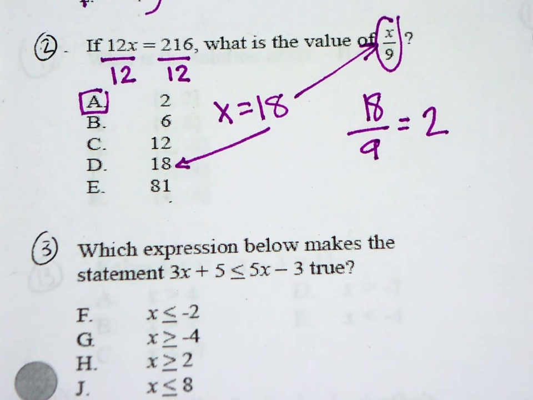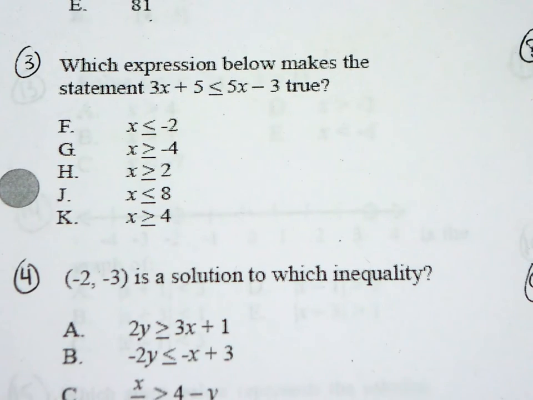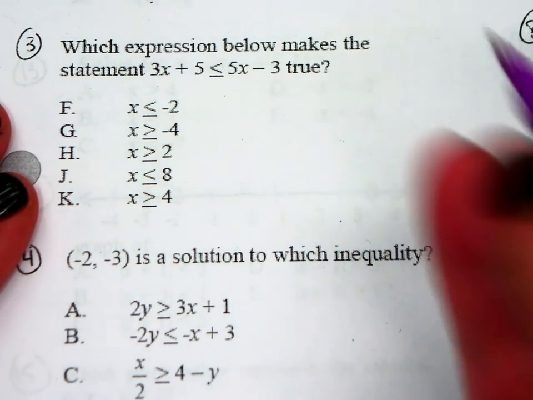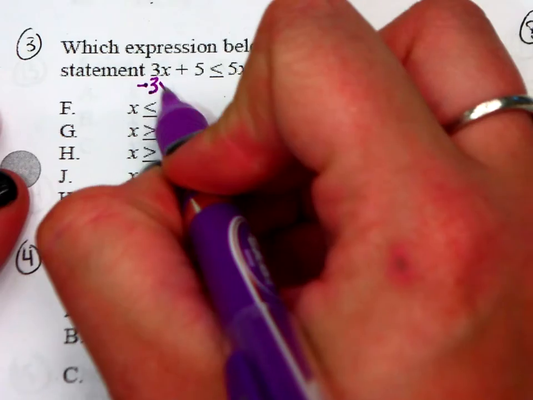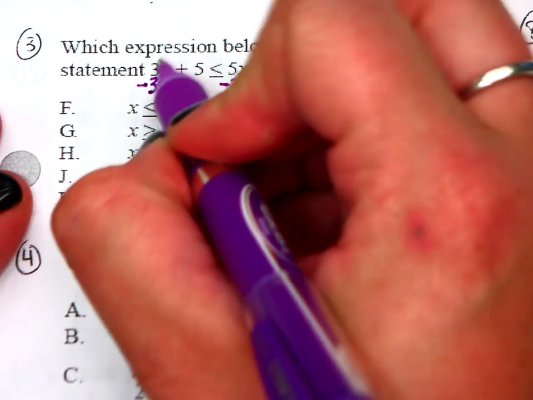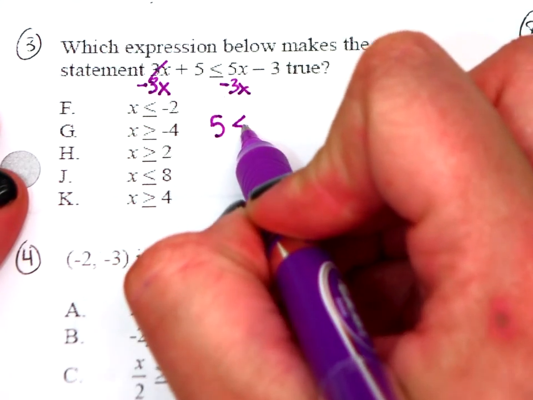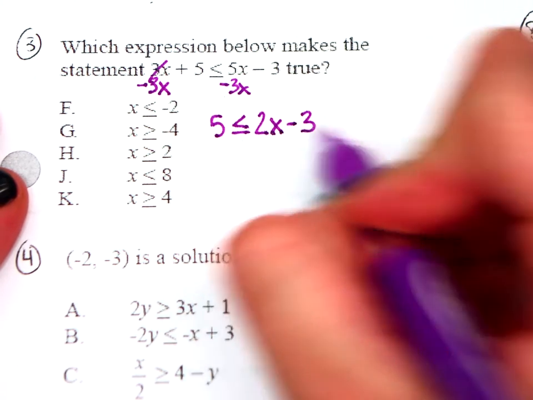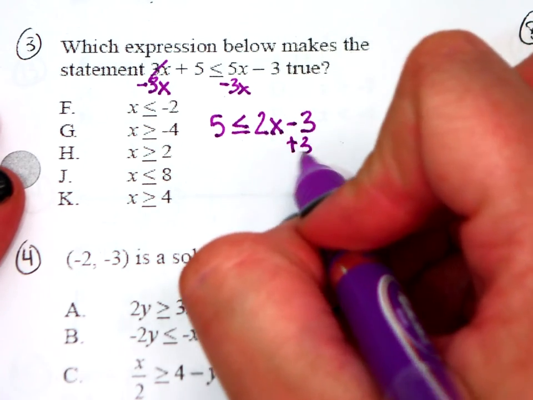All right, number 3, which expression below makes the statement 3x plus 5 is less than or equal to 5x minus 3 true? I would recommend, again, just solving the inequality. Don't try to use your answer choices and plug in. So I'm going to solve this just like a normal equation. I'm going to go ahead and subtract 3x. When I do that, I'm left with 5 is less than or equal to 5 minus 3 is 2x minus 3. Add 3 to the other side.